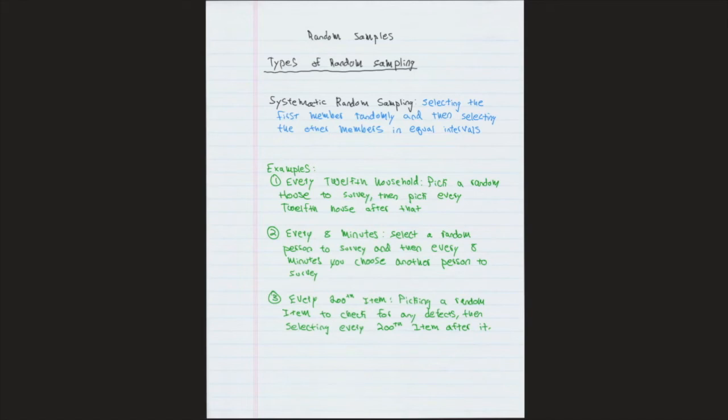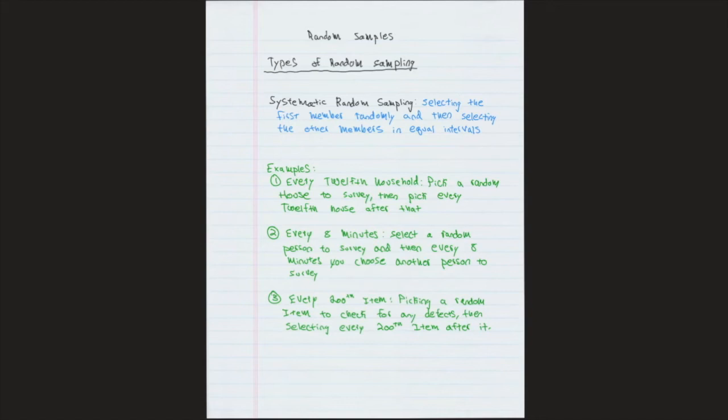Another one could be every 8 minutes. Let's say you're standing around at the mall, and you want to take surveys, but you don't want everyone you're surveying to be from this one place just because you're standing at one place. Let's say that you move around, and then maybe every 8 minutes you pick a person and you take a survey from that person. Then you walk some more, and then 8 minutes go by and you pick another random person, and you survey that person. So that could be every 8 minutes.